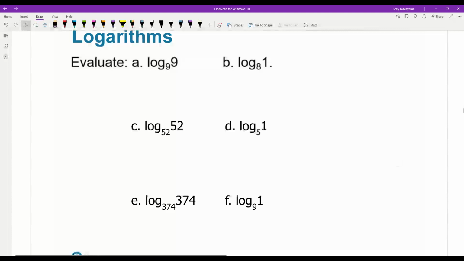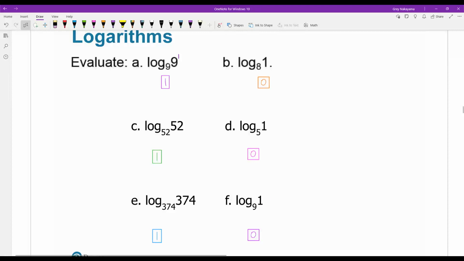Okay, log base 9 of 9. Those bases are the same. There's an exponent of 1. That answer is 1. Okay, what is the log of 1? No matter the base, it's 0. 52 and 52 are the same. It's 1. Log of 1, 374, the same. Log 1, doesn't matter what the base is, it's 0.